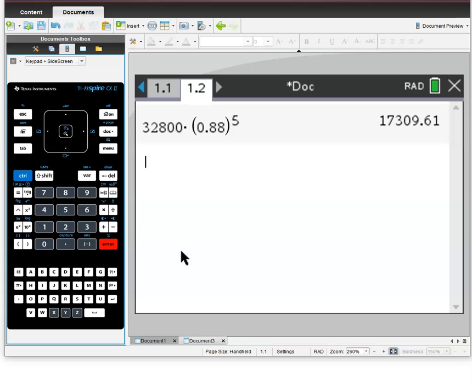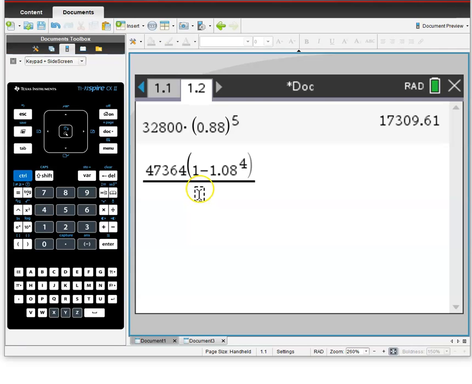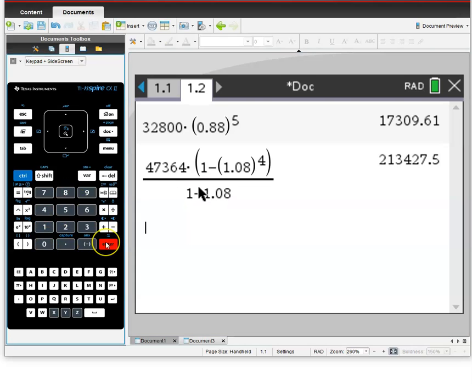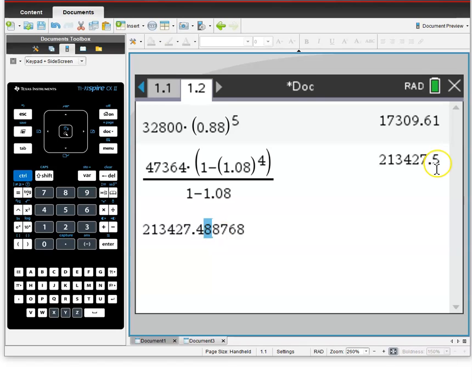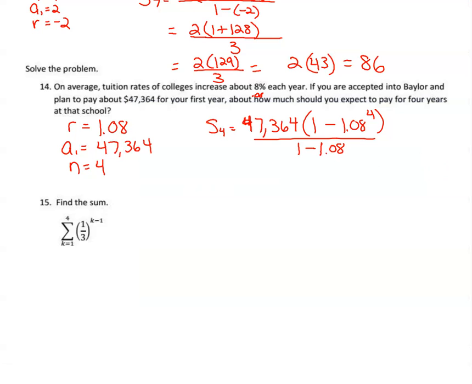So, my calculator, I need control divide. I'll go ahead and put the fraction up there. I've got 47,364 times 1 minus 1.08 raised to the 4th power. And my denominator is 1 minus 1.08. And you get $213,427. And it's actually 48 cents. For some reason it rounded it to a 5. I'm not quite sure why. So $213,427. I'm not worried about the pennies when you're talking about that much money. So there's our money.